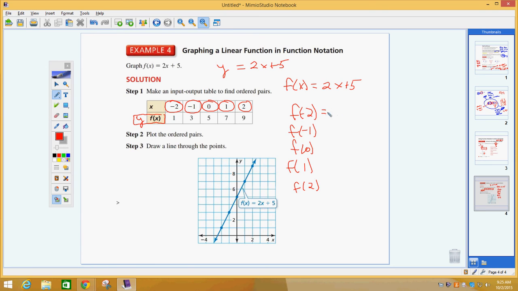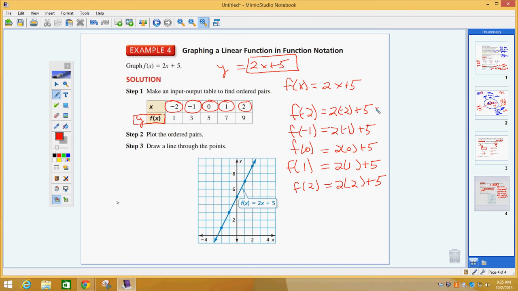And I can plug this into my function. Remember how we would evaluate expressions before, where I would tell you to rewrite the expression using parentheses for the variable? It's the same thing here. I'm rewriting the expression using parentheses for the variable. Once I do that, my work is very easy. I simply take what x is and plug it in. Negative 1, 0, 1, and 2. And then I would evaluate each expression.